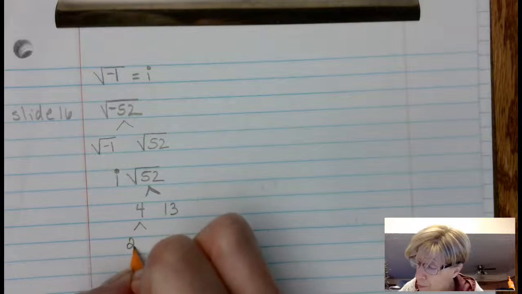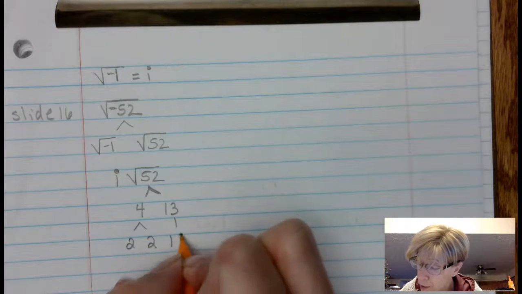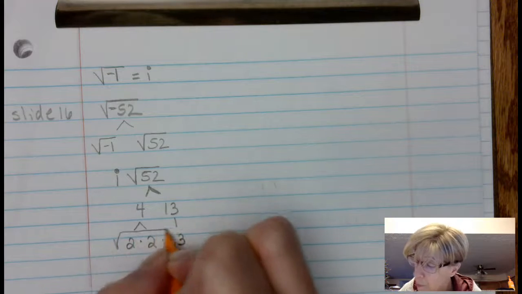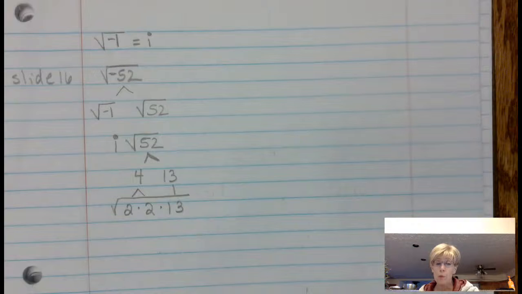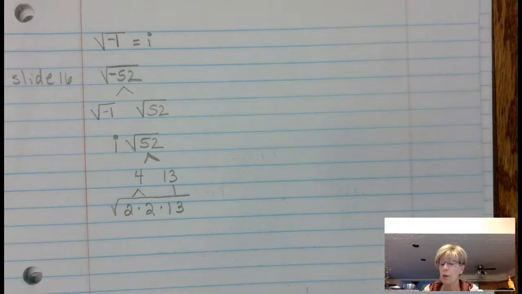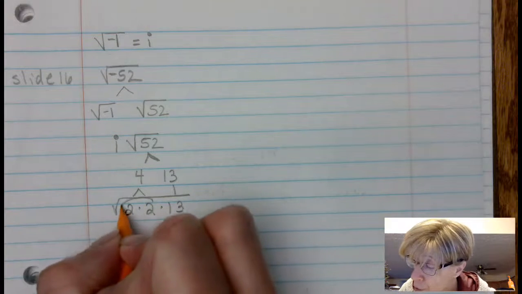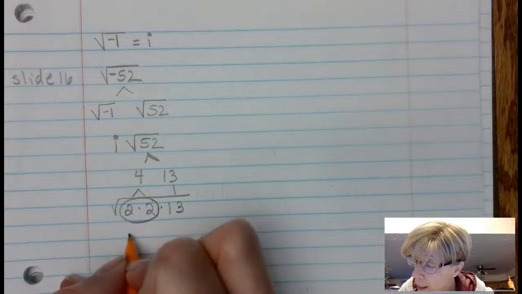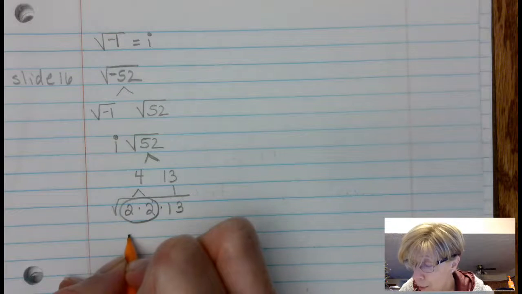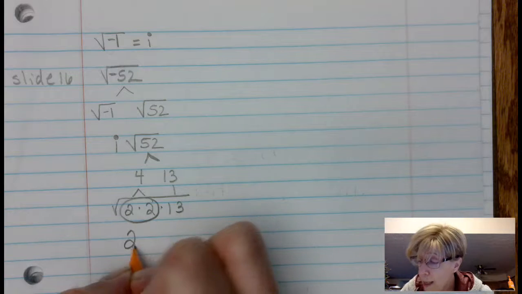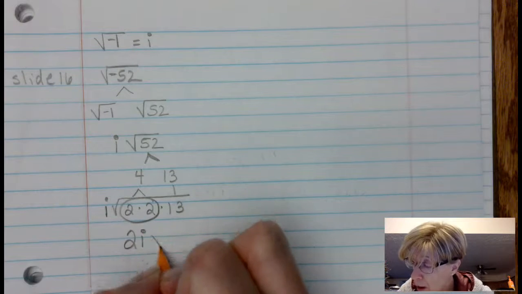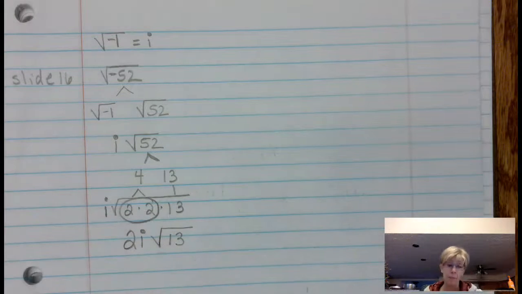And 52 is 4 times 13. And 4 is 2 times 2, and I'm going to carry down the 13. When we take the square root of something, what we're looking for is 2 of the same value to take out 1. So we have 2 2's here. We're going to take out the 2 because we had 2 of them. We already had an i out there, which it appears I forgot to write down. This is going to be 2i times the square root of 13.